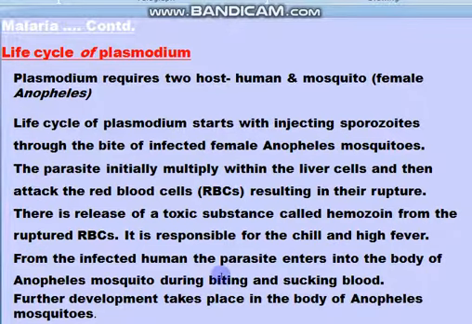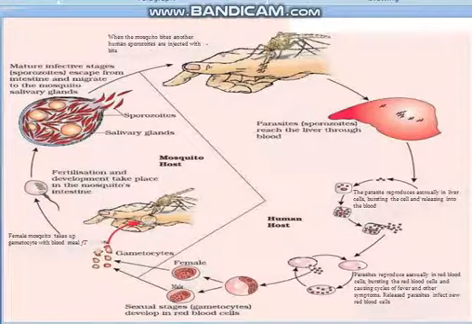From infected human beings, the parasite enters the body of the Anopheles mosquito during biting and sucking of blood, and further development of Plasmodium takes place in the body of the Anopheles mosquito. So this is a diagram showing the life cycle of Plasmodium, which is responsible for malaria.